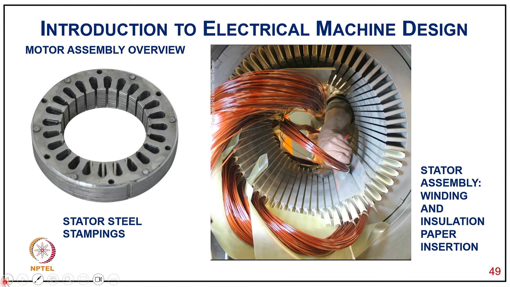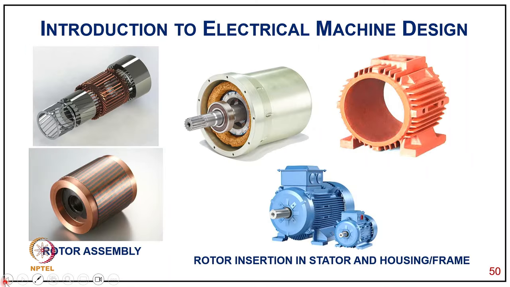Well, you can see how the typical parts of this motor assembly look. We have stator steel laminations stamped with different slots in which we put the winding. If you see on the right side, how the winding is placed, conductors or coils are placed in these slots, in the stator winding of a typical induction machine or synchronous machine.